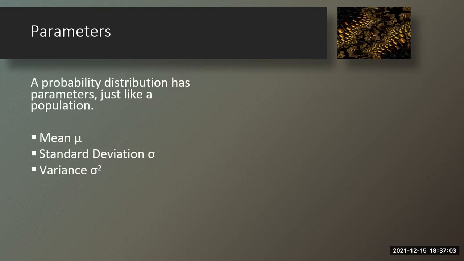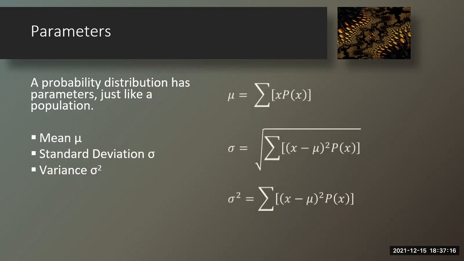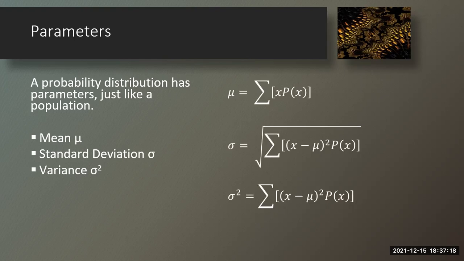Now, a probability distribution has parameters just like a population. There is a mean mu, a standard deviation sigma, and a variance sigma squared. Now, I've included the formulas here just because I had spent so much time earlier this semester getting my computer to do these things. But in all honesty, our calculator handles this calculation for us, and there's no real need to use any of these formulas. But they do look impressive.